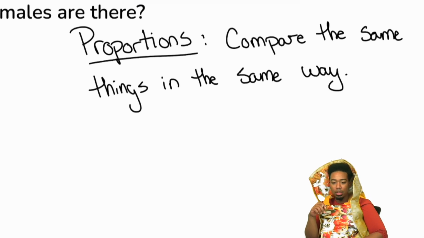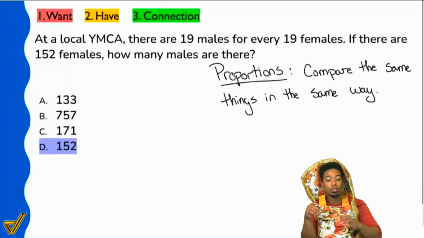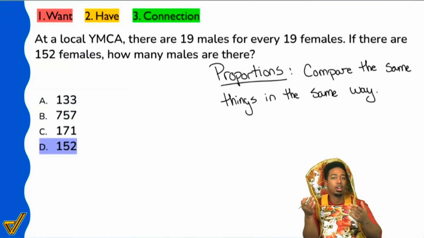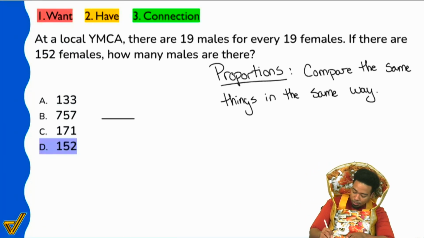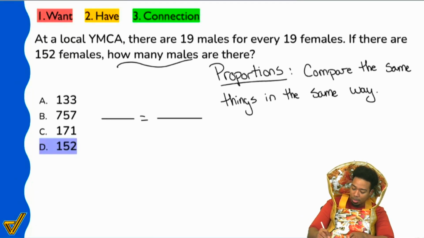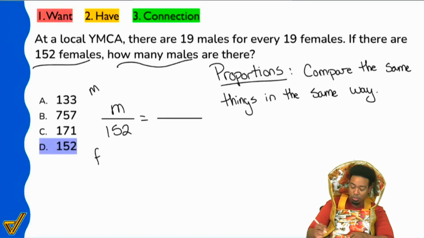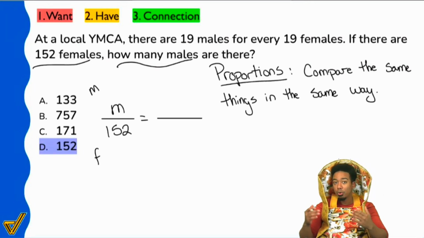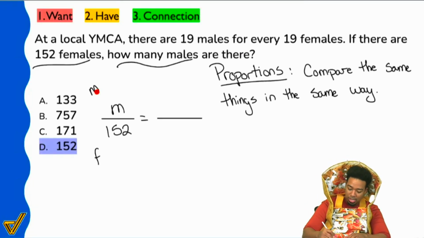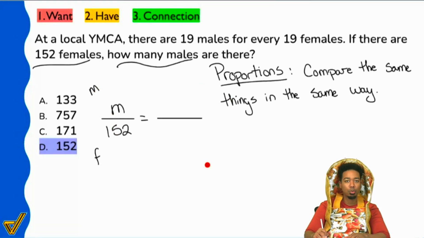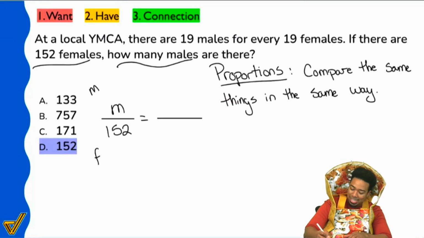So if the numbers are different, you'll still use the cross multiplying and dividing technique. Essentially, here's the proportion and here's what it will look like. We're trying to see how many males we have and we have this many females. So we'll say males up top, females on the bottom. We're looking for the number of males. We have 152 females. We're going to set the proportion up on the other side the same exact way: males in the numerator, females in the denominator.